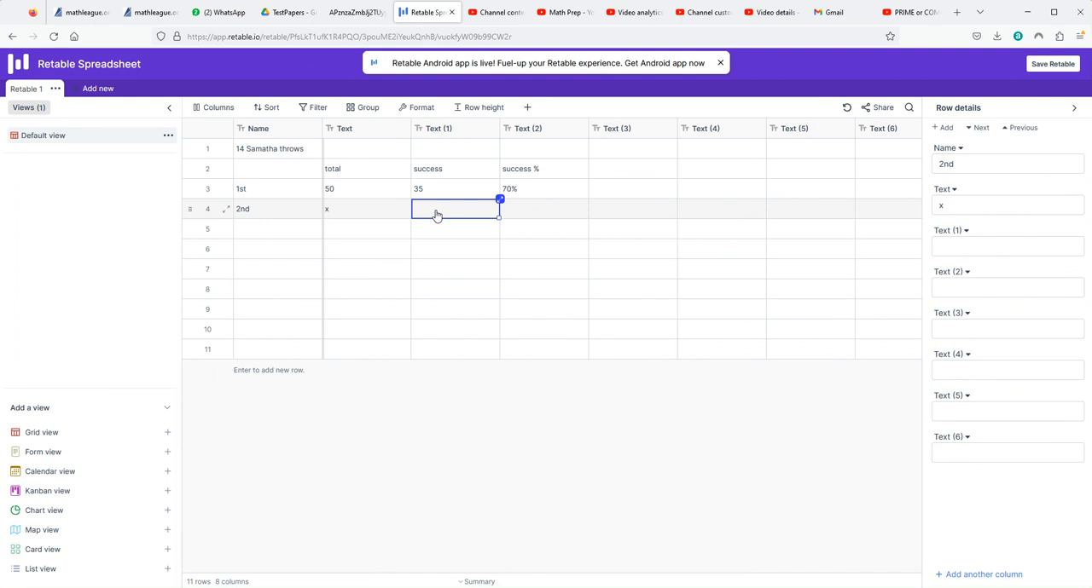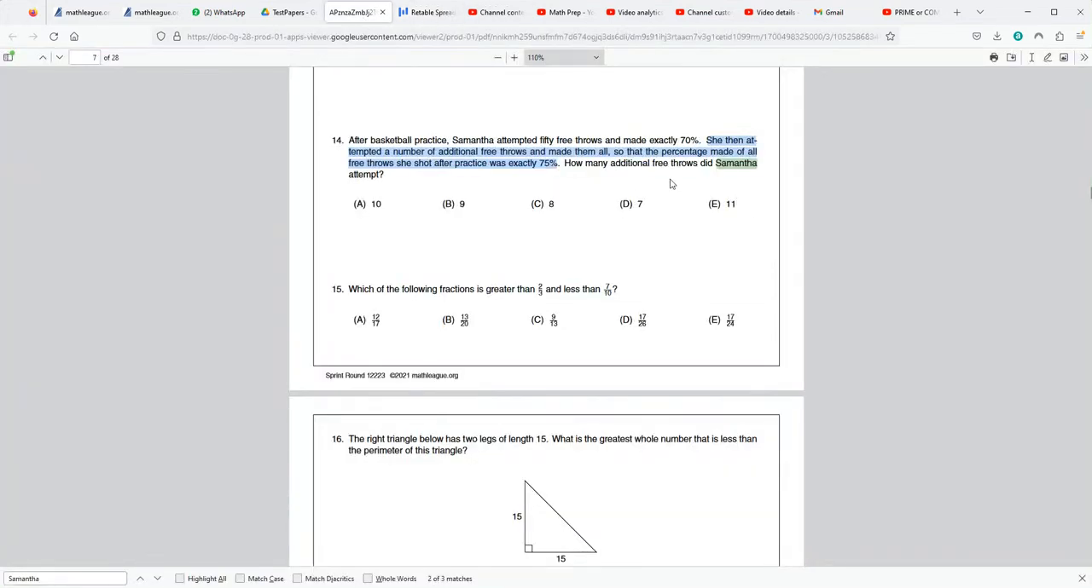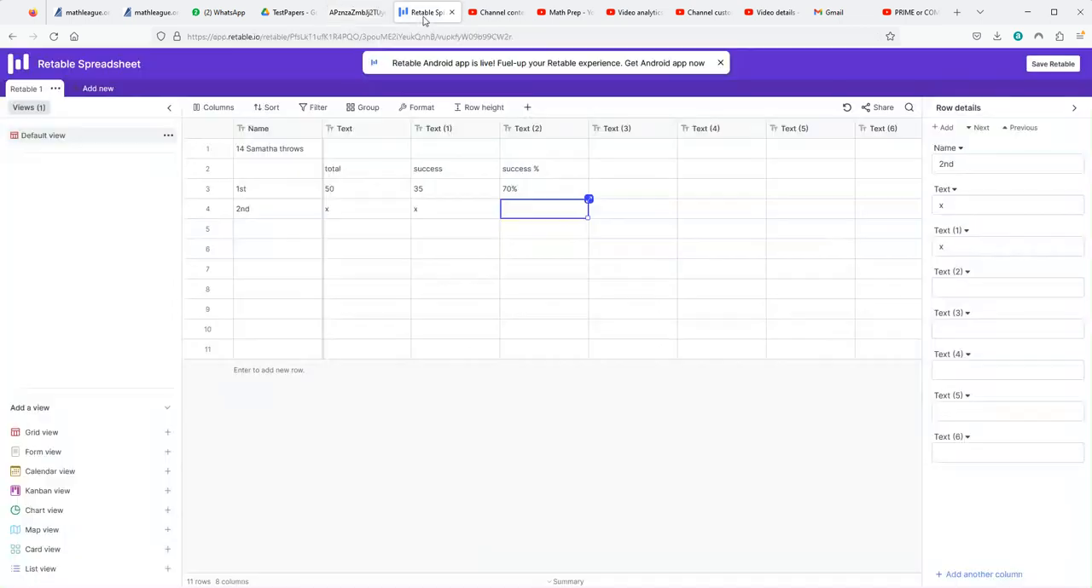All. All means how much? X. Again, she made X throws, and they were all successful, so 100%. So X, and here also it is X. And after doing that, the percentage of all successful attempts changed to 75%. So what are they saying? That the percentage made of all the free throws became 75%. So if we add 50 plus X, these are the number of throws she attempted.